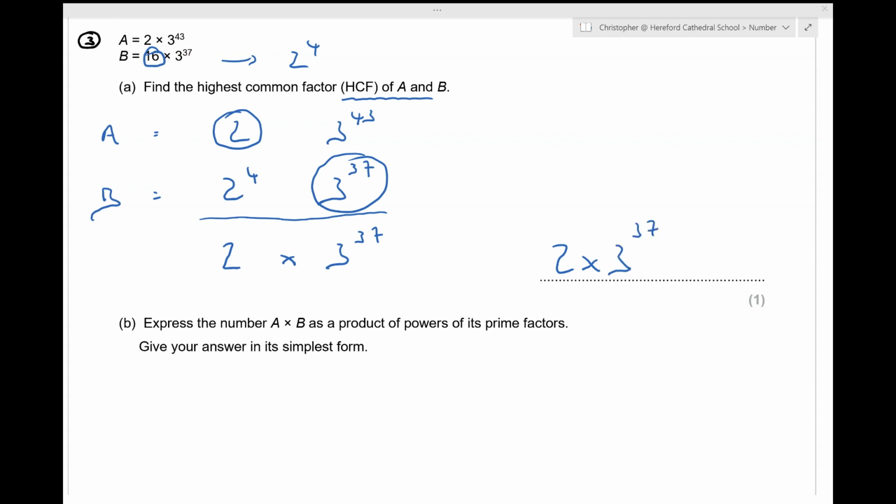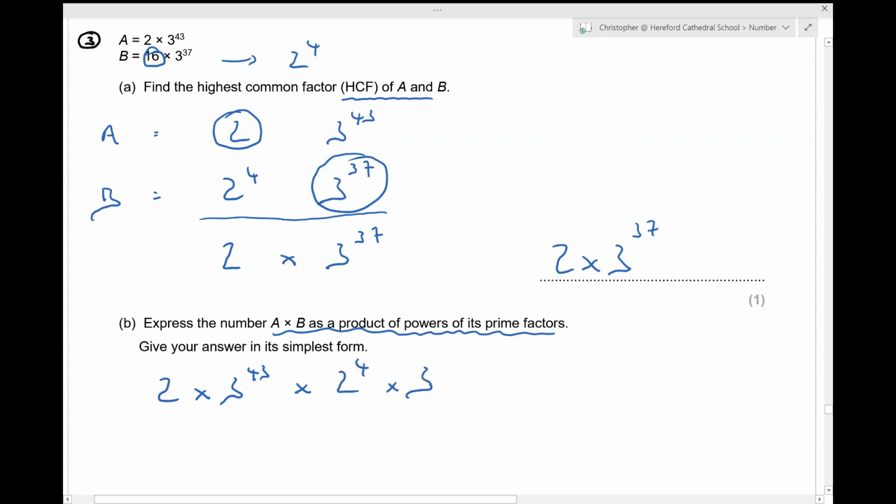Next, express the number a times b as a product of powers of its prime factors. So a is 2 times 3 to the power of 43, and b is 2 to the power of 4 times 3 to the power of 37. All I need to do now is to remember that when I multiply, I add the indices. 2 to the power of 5 times 3 to the power of 80. And that is a times b as a product of powers of its prime factors.